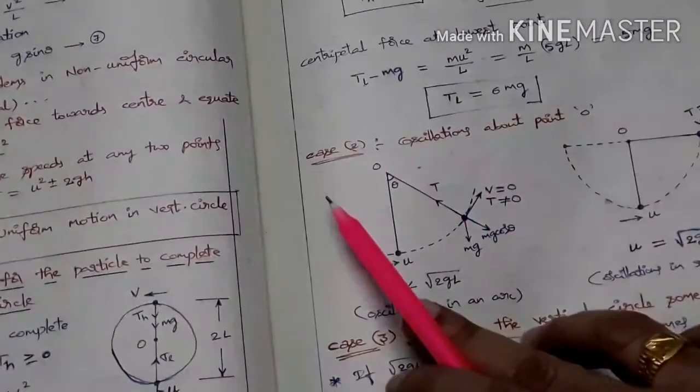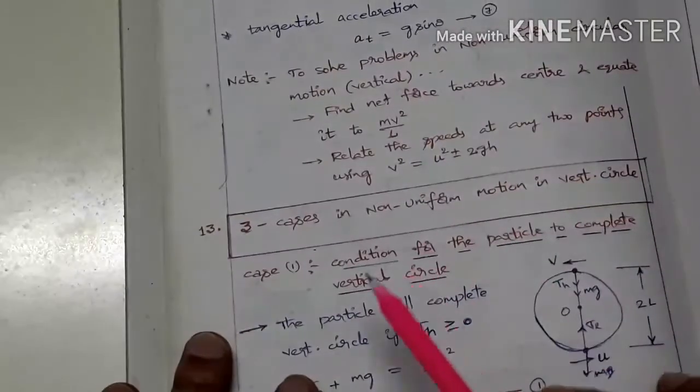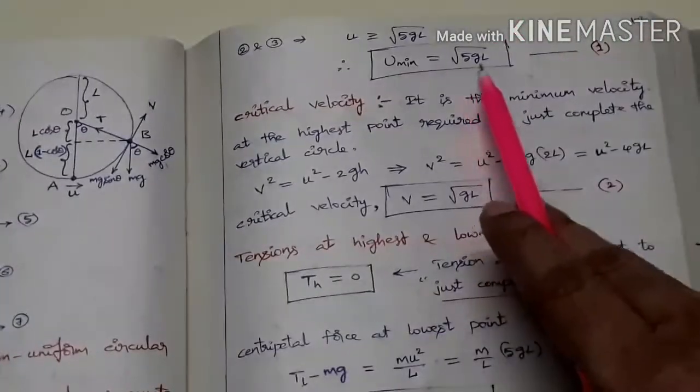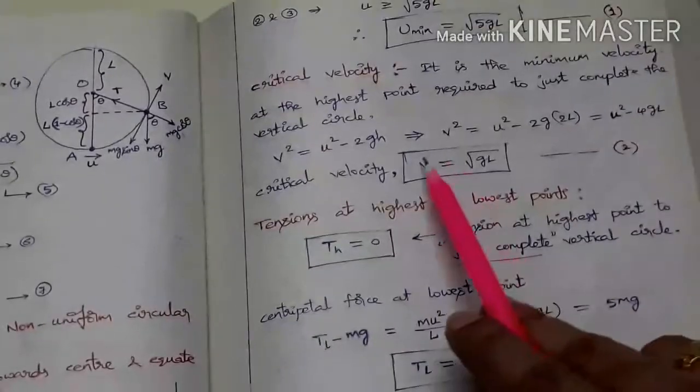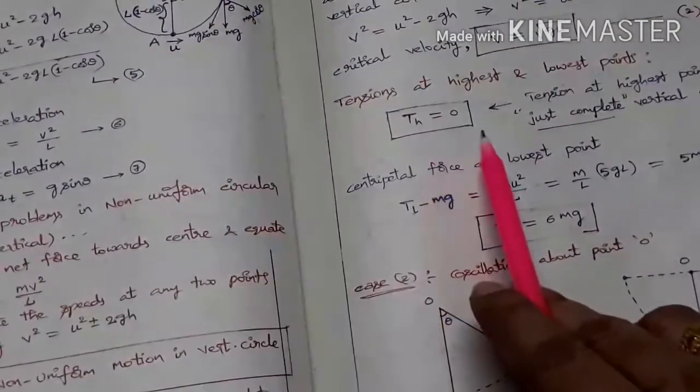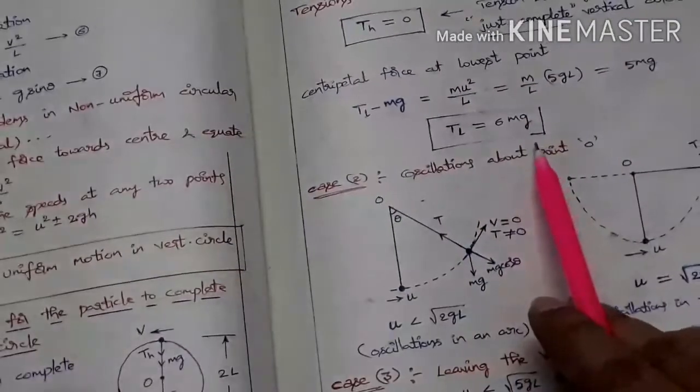So what is the first case? The first case is the condition for the particle to complete the vertical circle. What is the condition here? u minimum equal to root over 5gl, and v minimum equal to root gl. Tension at the highest point is 0, and tension at the lowest point must be 6 mg here.